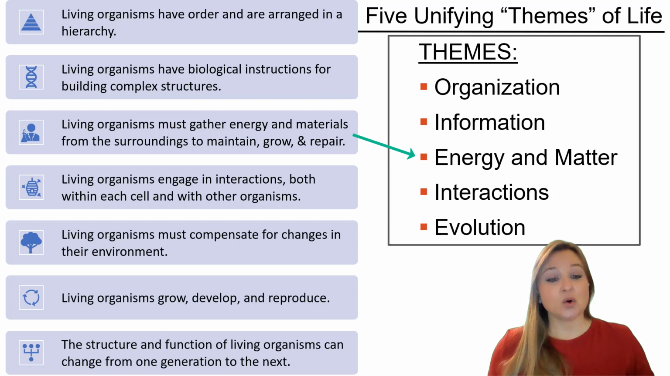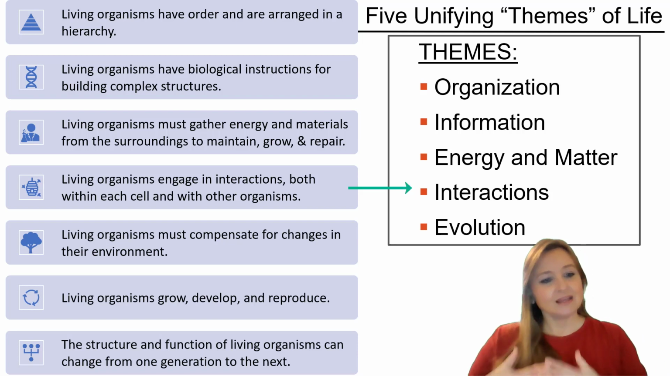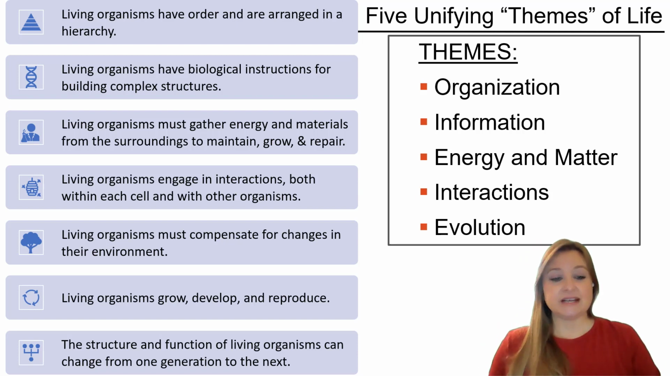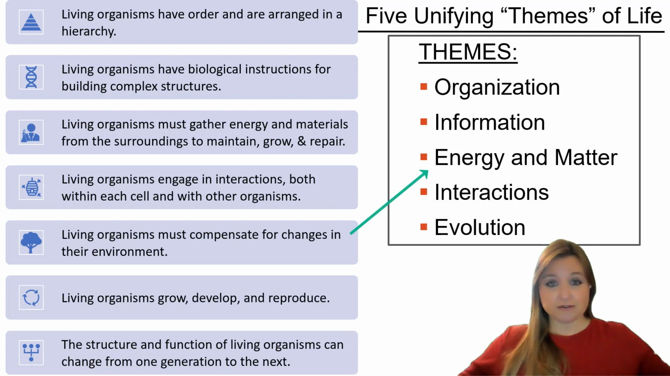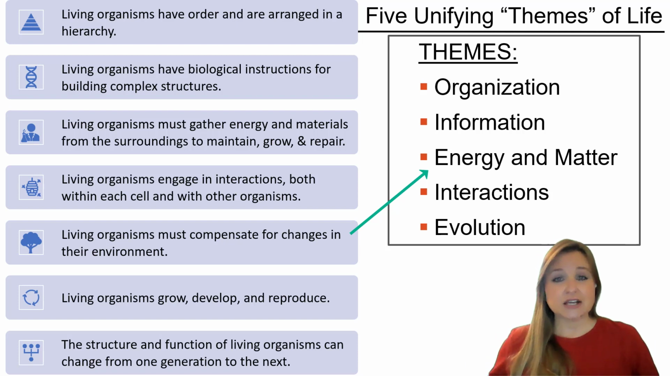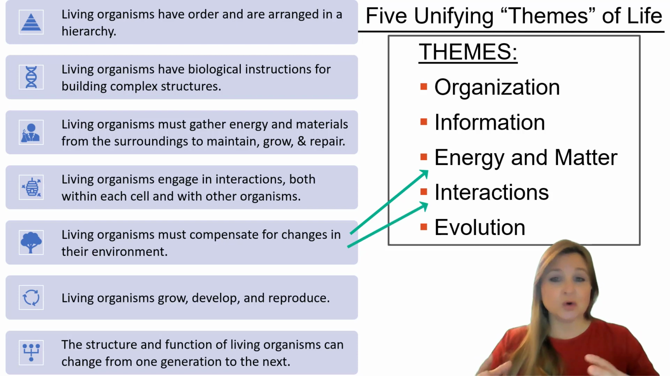The fourth criterion, living organisms engage in interactions. Well, that quite clearly falls into the interactions theme of biology. The fifth, living organisms must compensate for changes in their environment. Well, this one could fall into a couple different things, right? It could fall into energy and matter, because if you're trying to give off heat, or if you're trying to maintain an environment within the cell or within the organism, that's going to require energy. It also might have to do with interactions, because it's the interaction of the living organism with the physical environment.